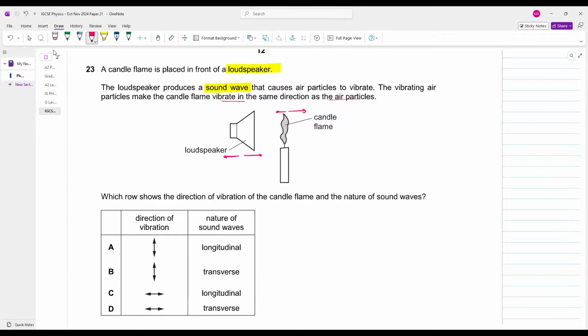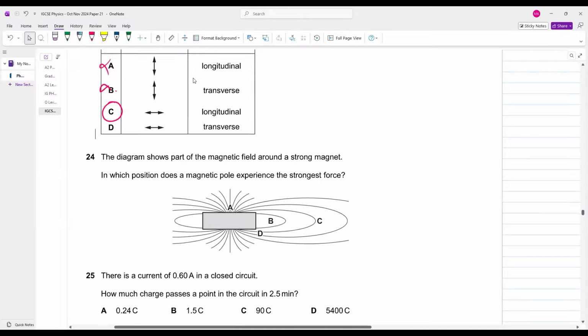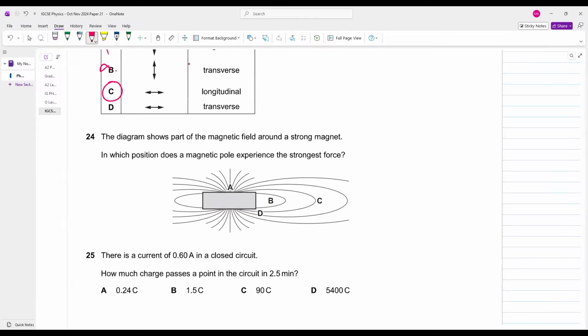Okay. Which row shows the direction of vibration of the candle flame and the nature of the sound wave? Obviously, the vibration is from left to right. A and B get cancelled out, and sound waves are longitudinal waves. C is your answer.